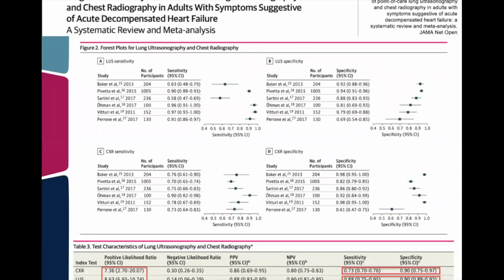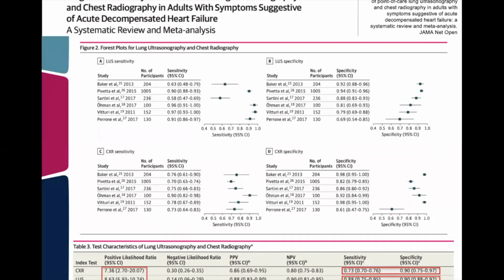This was a meta-analysis that compared the diagnostic accuracy of lung ultrasound against chest X-ray in a cohort of patients suspicious for decompensated heart failure. So it was a very large study. The meta-analysis comprised almost 2,000 adult patients who underwent lung ultrasound and chest X-ray, and consistently lung ultrasound outperformed chest X-ray with a pooled sensitivity of 88% compared to 73% with similar specificity.